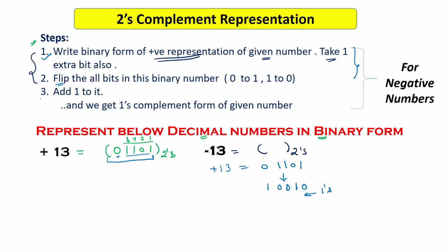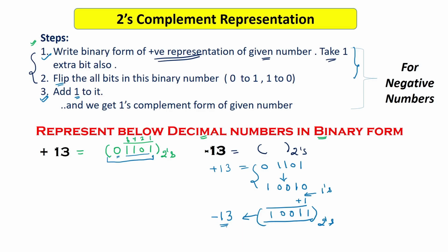Now the next step in this 2's complement representation is we have to add 1. Now 0 plus 1 is 1. This is 1, 0, 0, 1. So this is the final 2's complement representation, or you can say this is minus 13 in 2's complement representation. You can simply say you first find the 1's complement representation and then just add 1. Whatever you get will be your negative number representation.